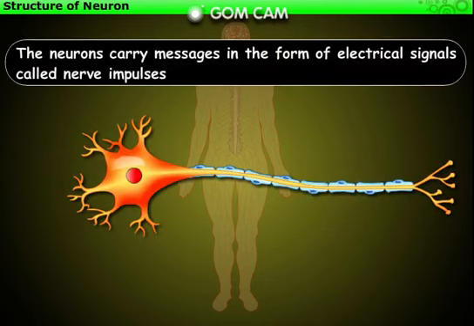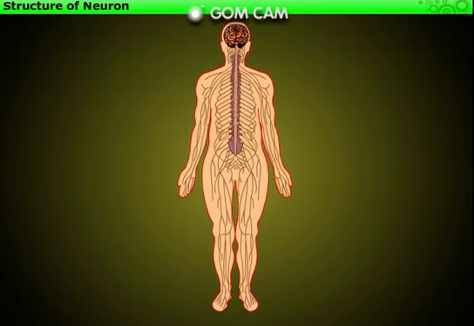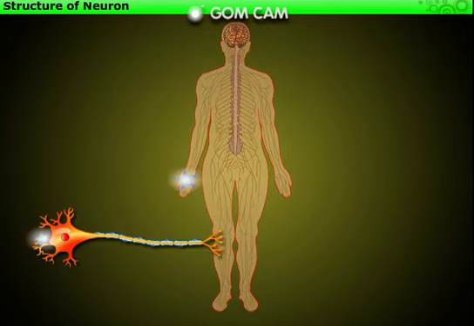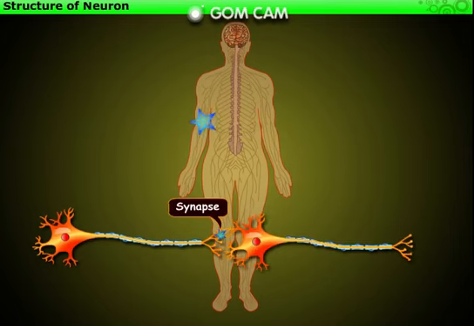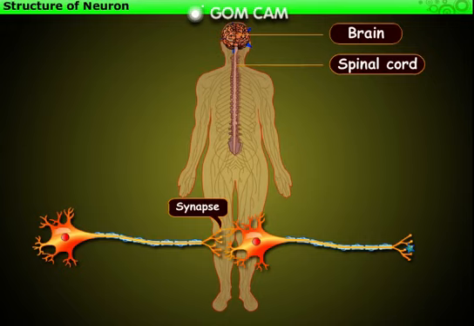The neurons carry messages in the form of electrical signals, called nerve impulses. The dendrites pick up the nerve impulses from receptors. They pass the impulses to the cell body, and then along the axon. The axon passes the impulse to another neuron through a junction called a synapse. In this way, the impulse is carried from one neuron to another, and is finally delivered to the brain, or the spinal cord.